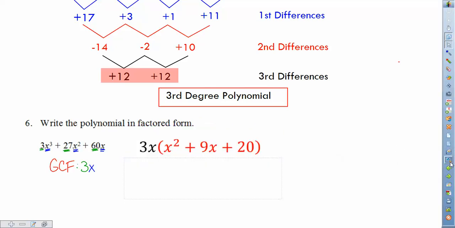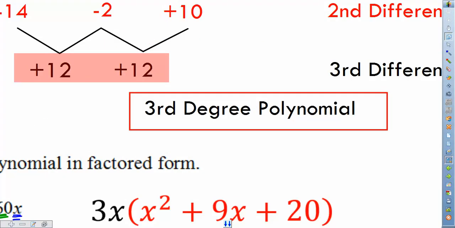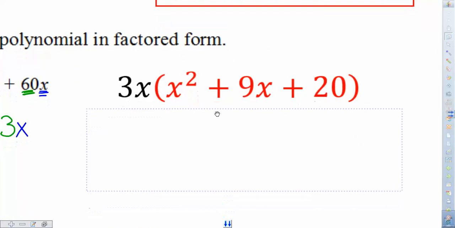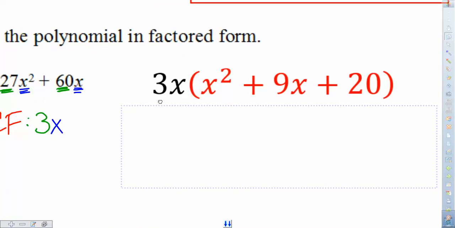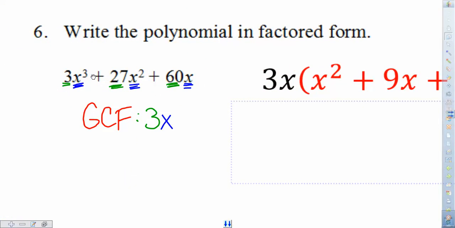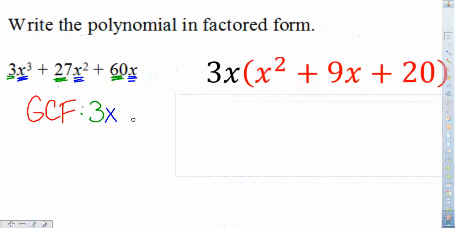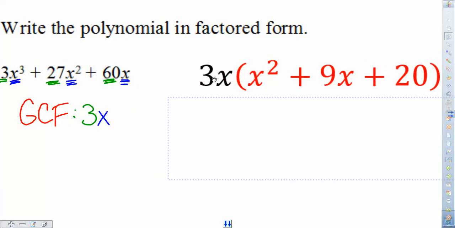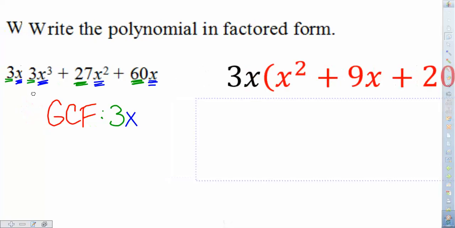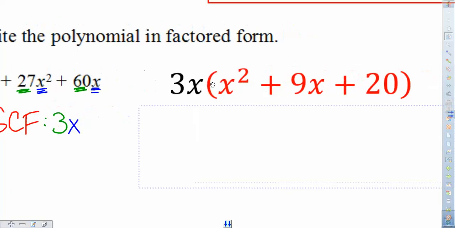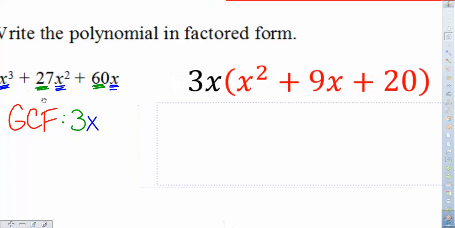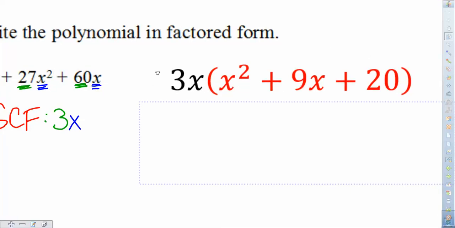And now I would have this here in red. Just what you see here in red makes sense. I have that red x squared because I take 3x to the third and divide it by 3x. Or another way of looking at it is distributive property in reverse. 3x times an x squared would put me at 3x to the third. 3x times 9x would put me at 27x squared, and 3x times 20 would put me at 60x.